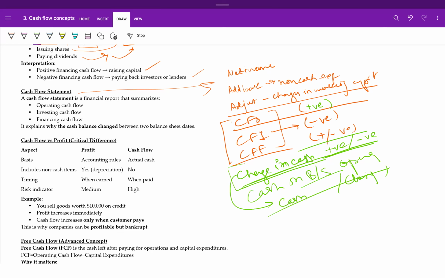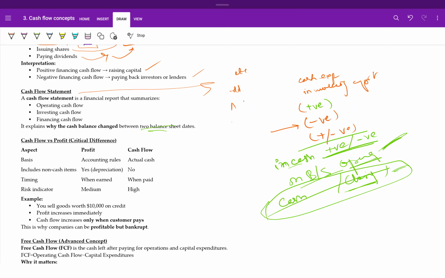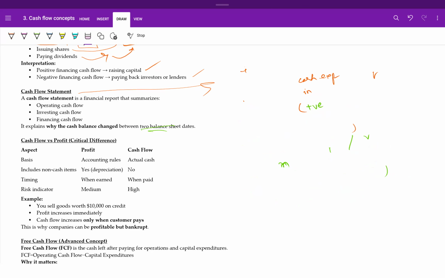How does the cash flow statement work? Between two balance sheet dates means the opening and the closing. The changes in cash we add to the opening, and we get the closing. Opening is the previous date, and the closing is the current date which we're talking about. I hope this much is clear, and we will discuss this in detail when we talk about the cash flow statements in our future readings.